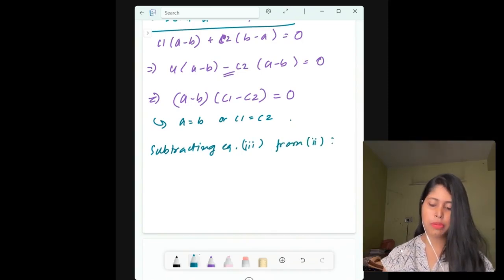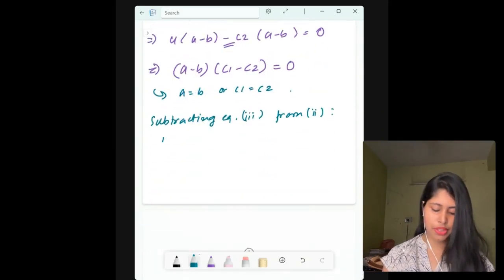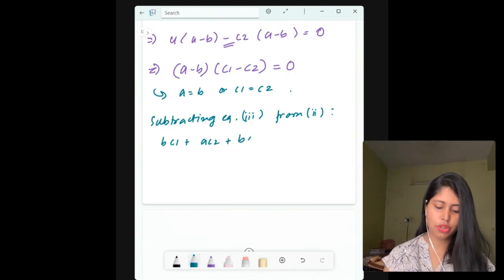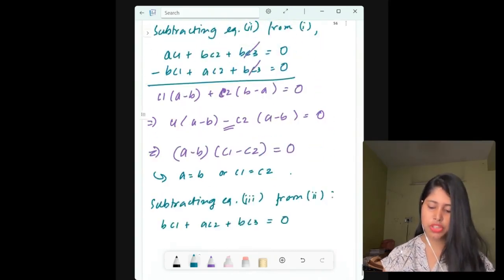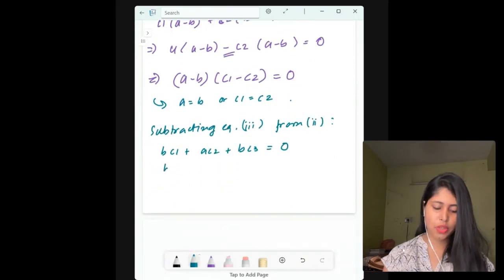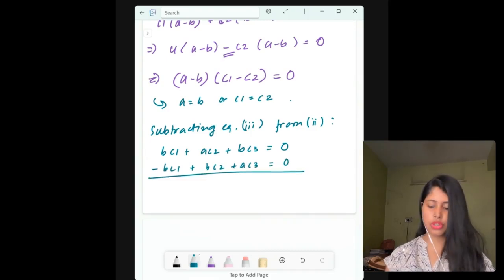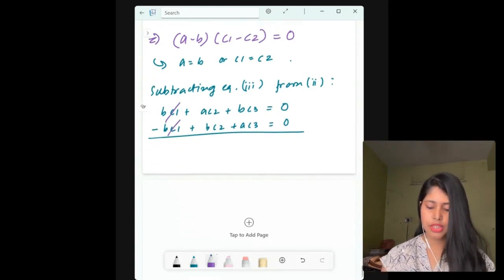Now, what is equation number 2 here? We can see BC1 plus AC2 plus BC3 is equal to 0. And what is equation number 3? BC1 plus BC2 plus AC3 is equal to 0. Now you need to subtract these equations. As I have already said, BC1 and BC1 will get cancelled. And then what are you left with?